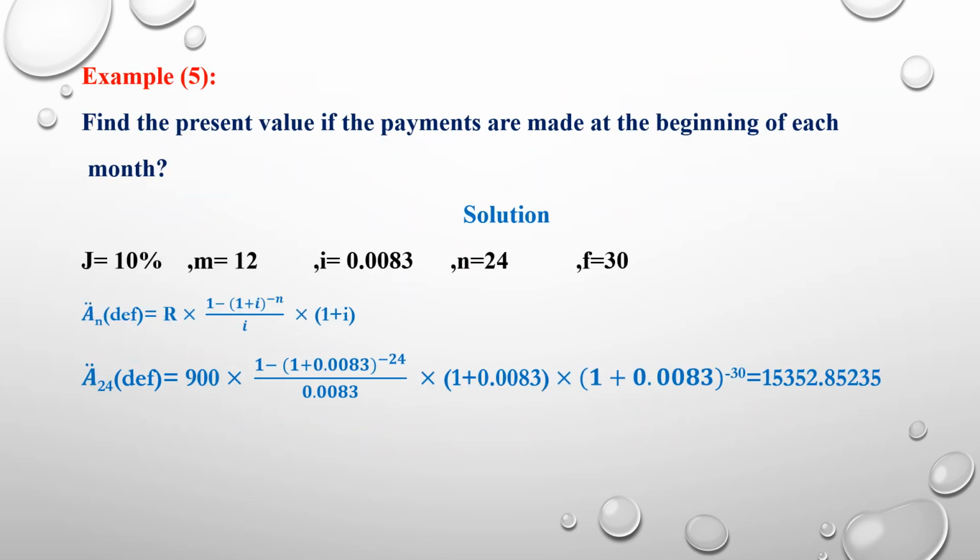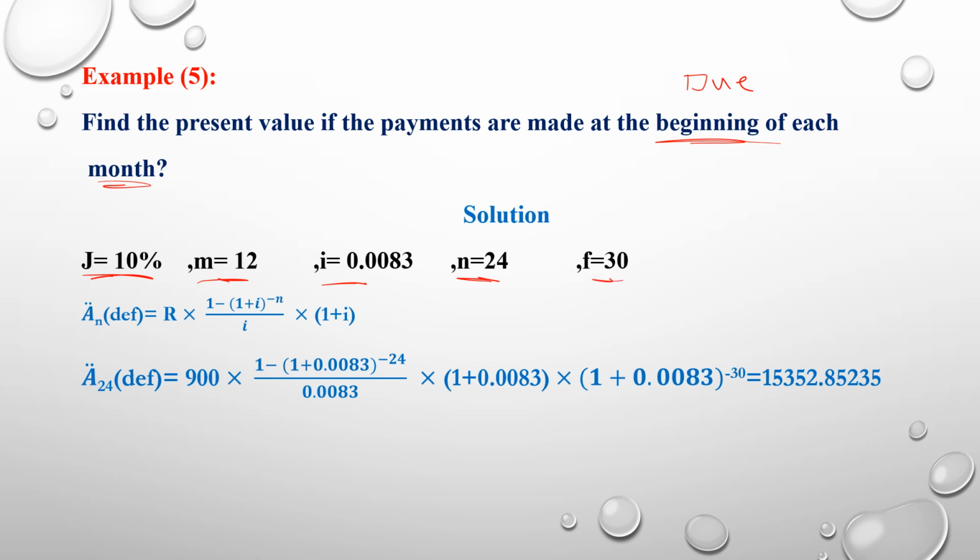Example 5. Find the present value if the payments are made at the beginning of each month. So in this example, you need to resolve the previous example, but supposing that the payments are made at the beginning, not at the end of each month. So you will treat these payments as an annuity due. And again, j equals 10%, m is 12, i is j over m, n equals 24, and f equals 30.